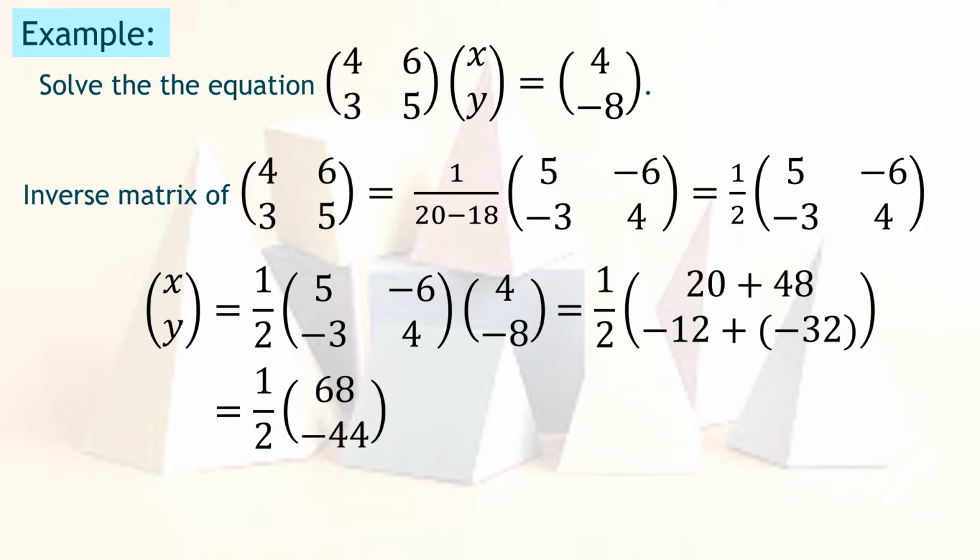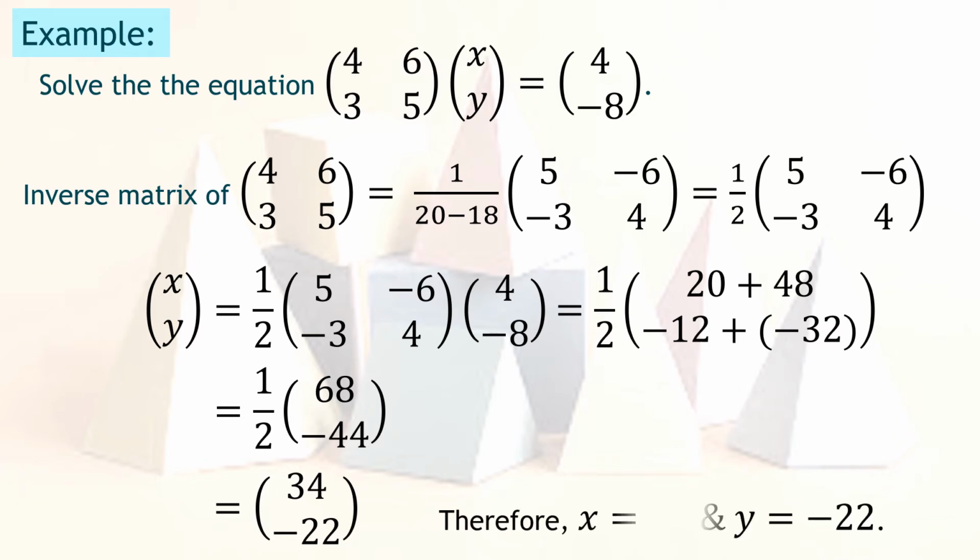Simplifying further, we have 1/2 times [68; -44]. Then 1/2 times 68 is equal to 34, and 1/2 times negative 44 is negative 22. Therefore, x = 34 and y = -22.